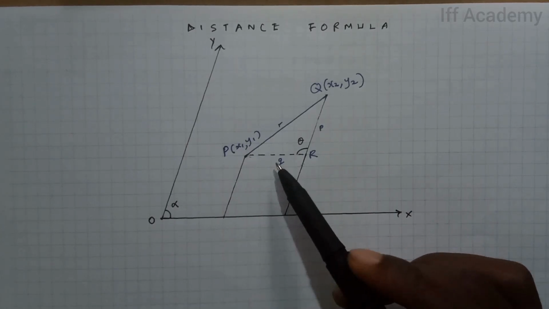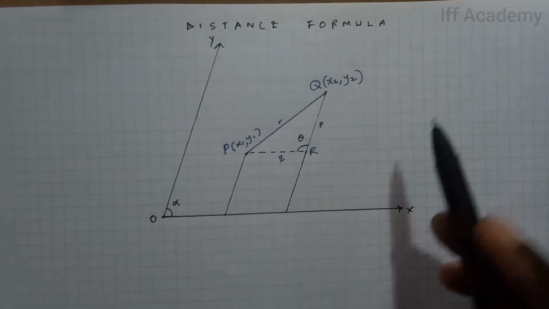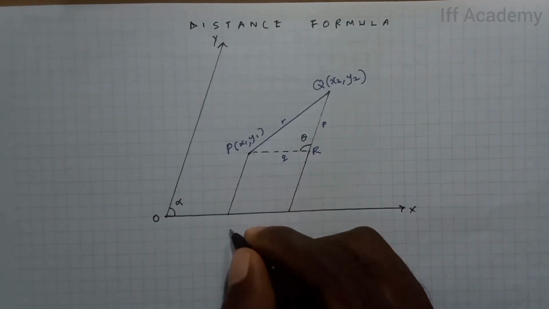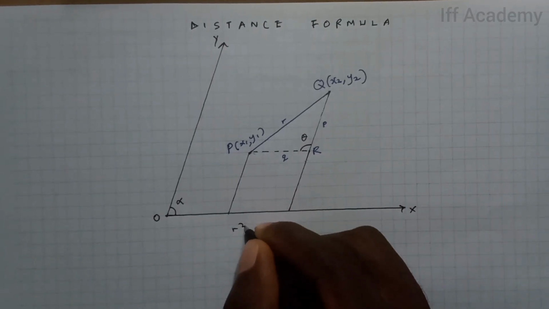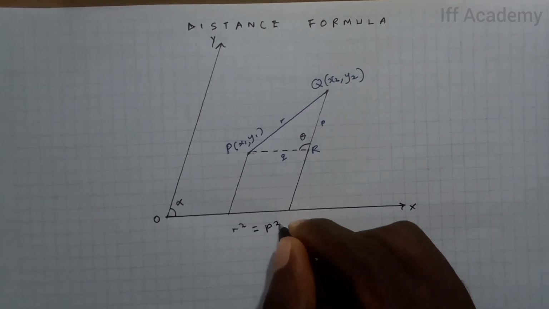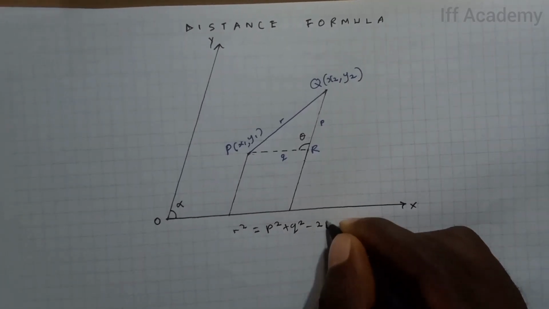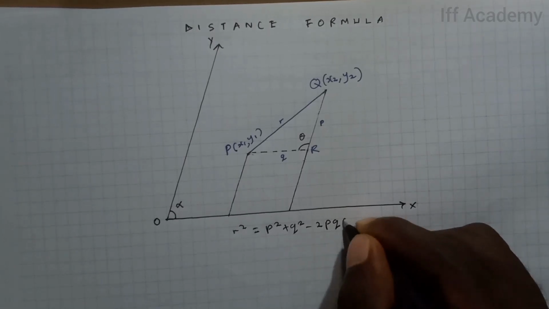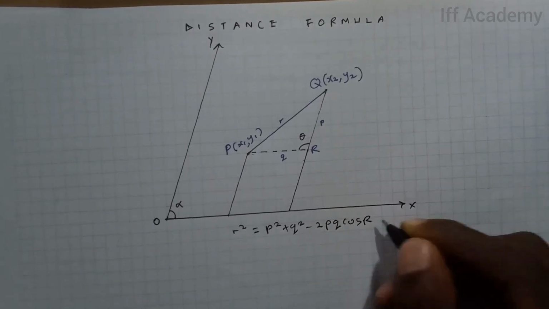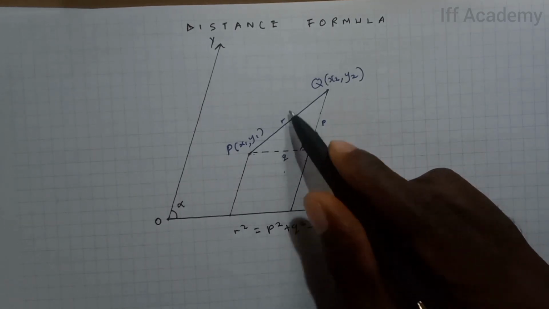Looking at this diagram, we can apply the cosine formula here. So, if we apply the cosine formula, that's going to be r squared is equal to p squared plus q squared minus 2pq cos r, right? So this is p, this is q, and this is r.